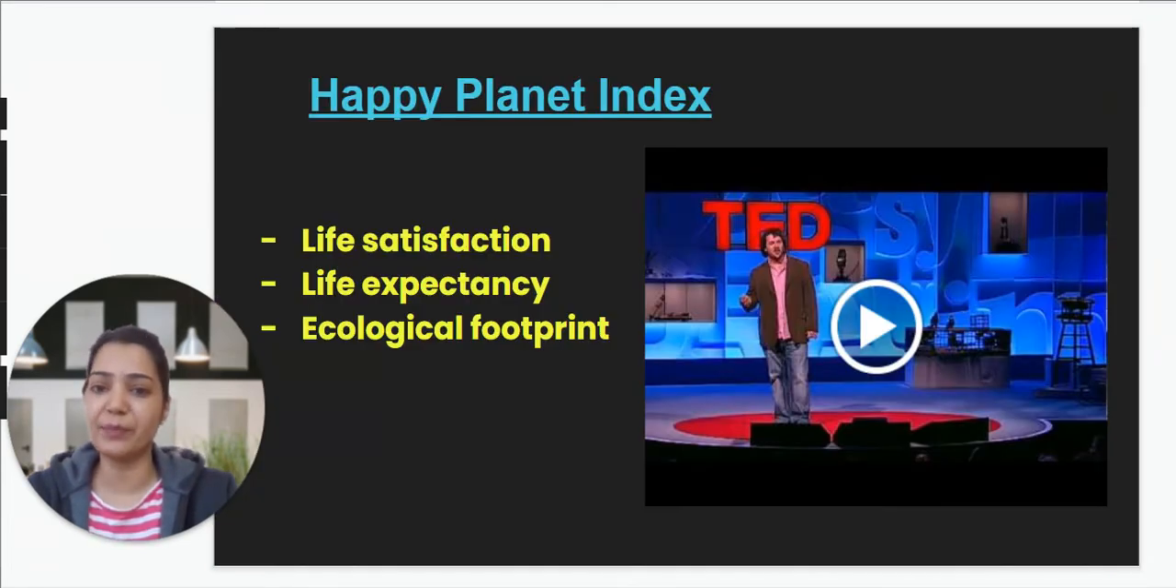The next is the Happy Planet Index. So there are three indicators you can see on the screen. Life satisfaction. What do you mean by life satisfaction? How satisfied the residents of each country feel with life overall.